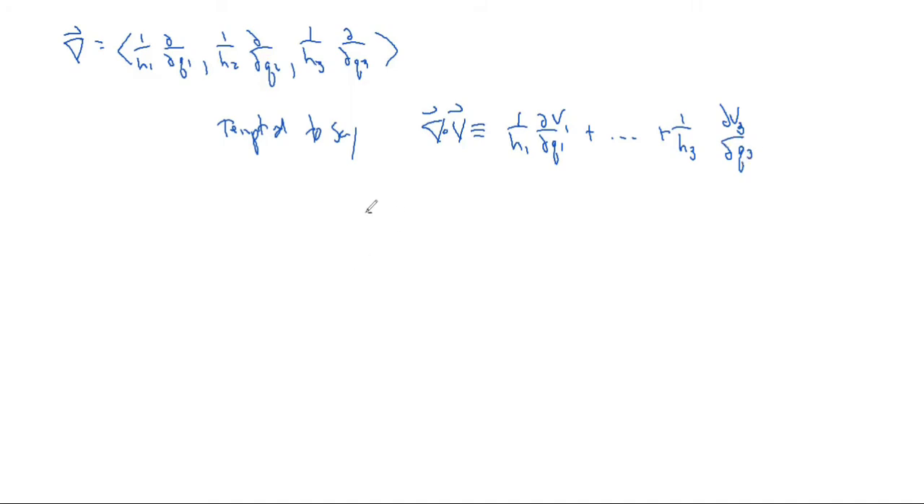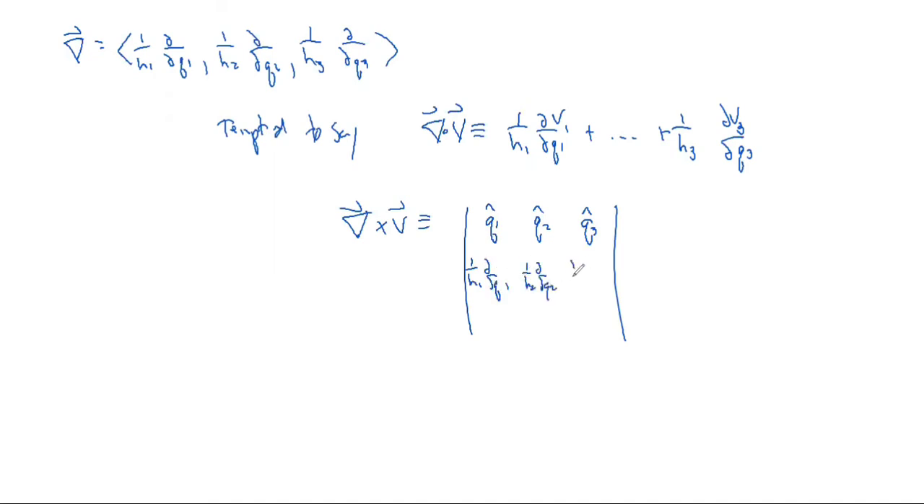And I'm tempted to say that this is true for a vector function. We just took the gradient of a scalar function, and we haven't talked about vector fields yet. So I'm tempted to then say that this is true: Q1, Q2, Q3, 1 over h1 d by dq1, 1 over h2 d by dq2, 1 over h3 d by dq3, v1, v2, v3, right? Because we have del.